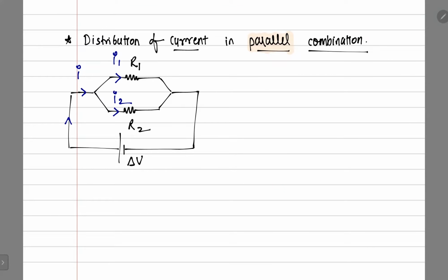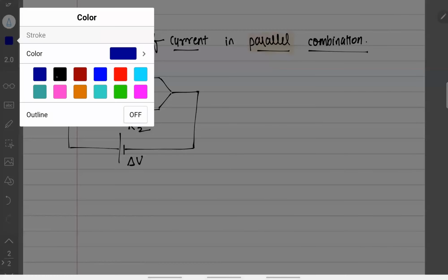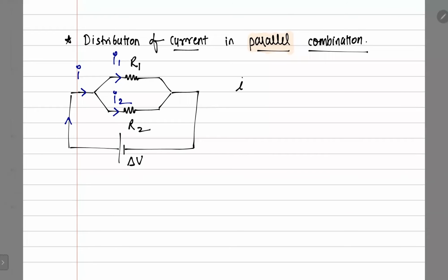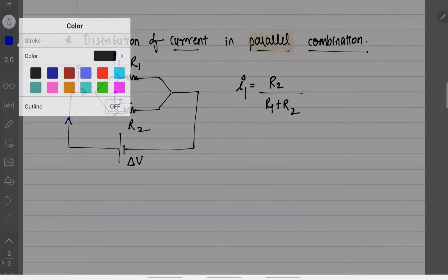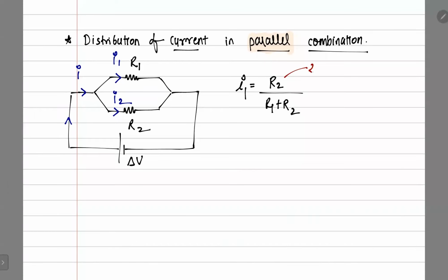I need to understand what is the value of I1 and I2, and that value can be identified as, pay attention, I1 is equal to the resistance of the opposite one, not your own resistance, the opposite one's resistance, which is R2 upon sum of resistance, which is R1 plus R2. Earlier there we wrote our own resistance, here we are going to write the opposite one's resistance, right? And here we are going to write sum of resistance.